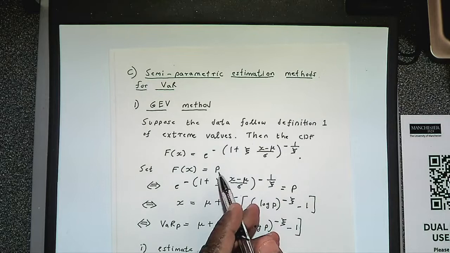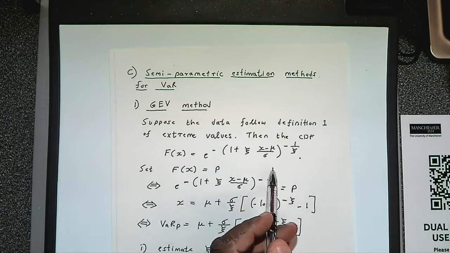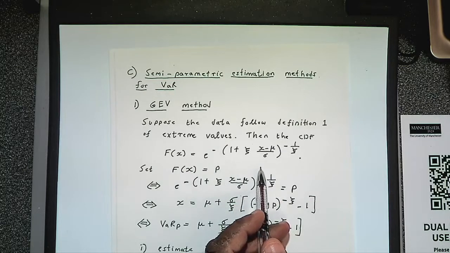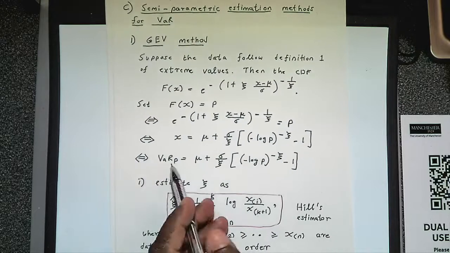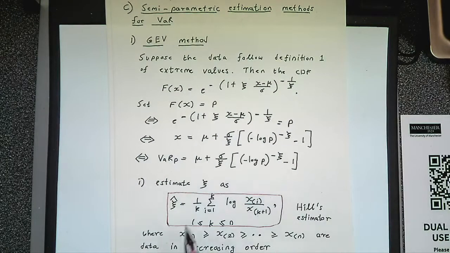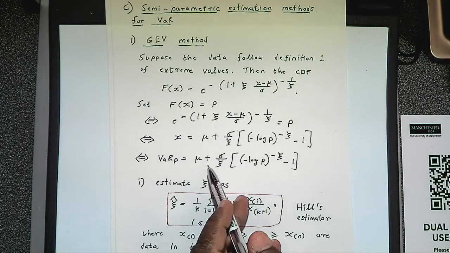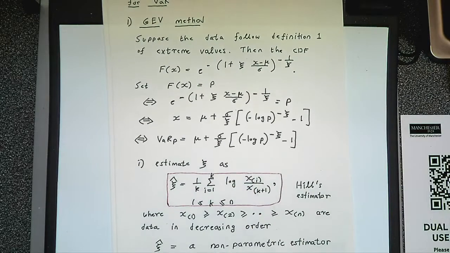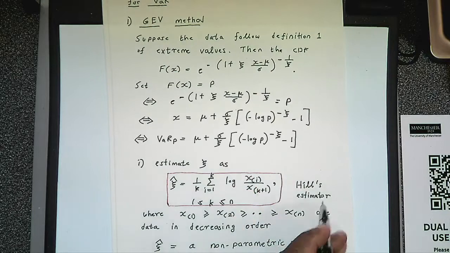Then we know from what we did before that this is the CDF of the data, and it follows from this that the VaR is given by this. As you can see, there are 3 parameters here, mu, sigma, and psi. There is a popular estimator for psi, known as Hill's estimator, given by this.